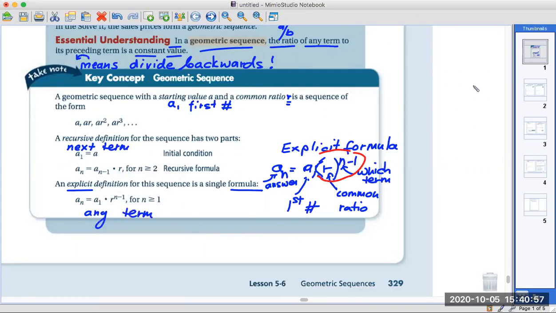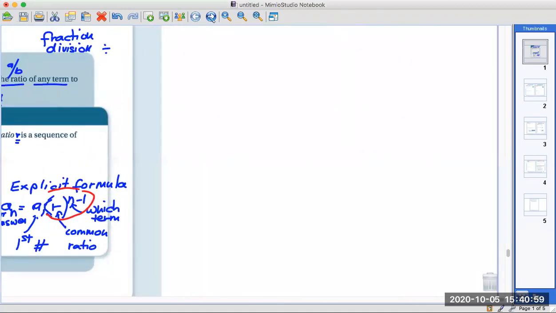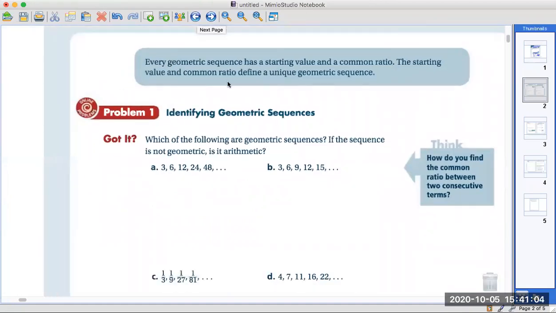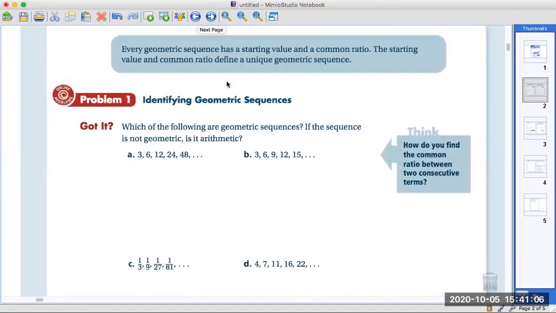So let's look at some examples. We're on page 330, problem 1. Oh, look at the top. Every geometric sequence. By the way, not every sequence is geometric. You have to test it. A lot of the time the question will tell you it's geometric, and then you can count on it. But if it doesn't say it's geometric, you've got to test the numbers to make sure they have that common ratio. If not, then you can't do whatever it is we're doing. Then it's just a sequence of numbers without any connection.